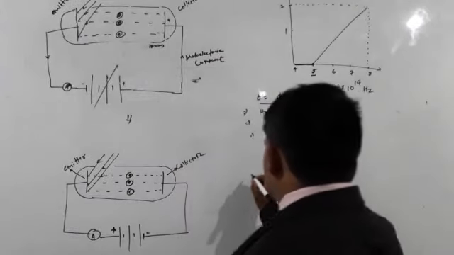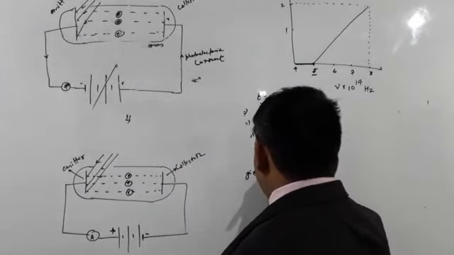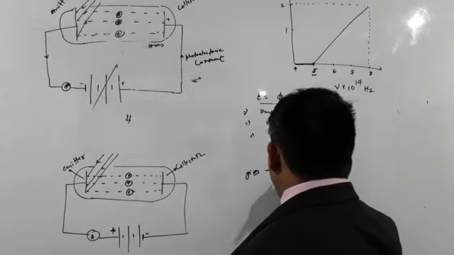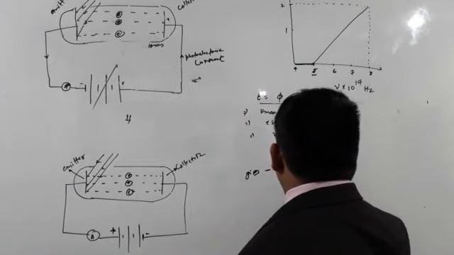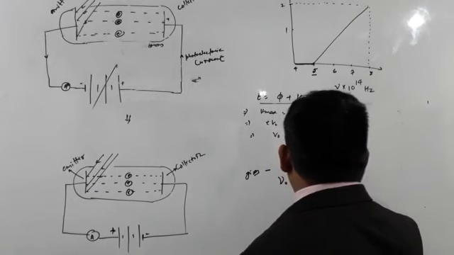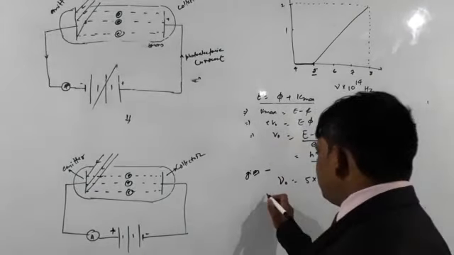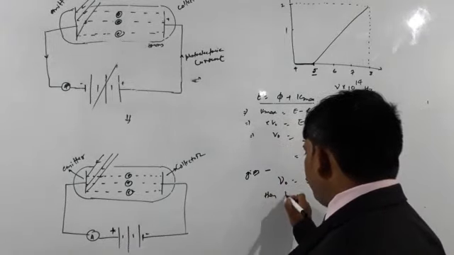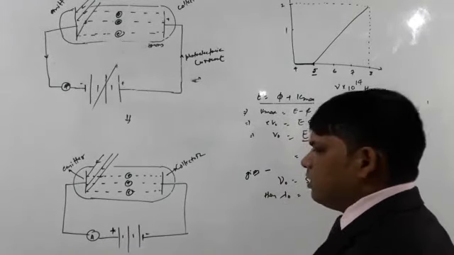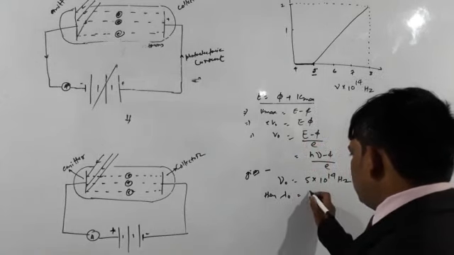It is given that the threshold frequency nu naught is 5 into 10 to the power 14 hertz, and we need lambda naught. Lambda naught is the threshold wavelength. This will be what?